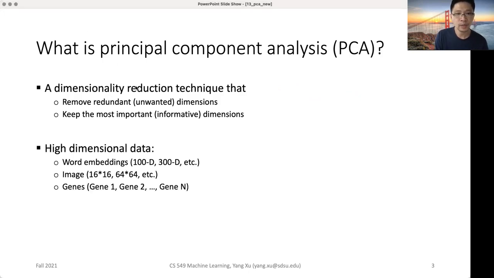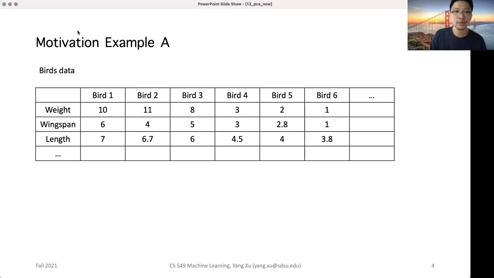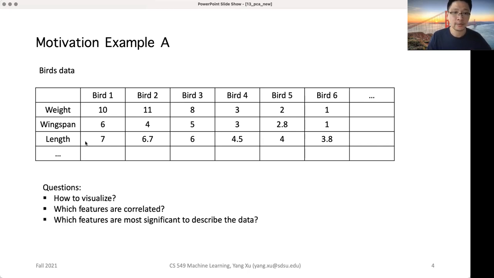Data sets like images, high dimensional bioinformatics data, and word embeddings are all suitable targets for dimension reduction techniques. The example that I show here you can think of as a toy data set. It contains several features of birds, including the weights, the wingspan, and the length.